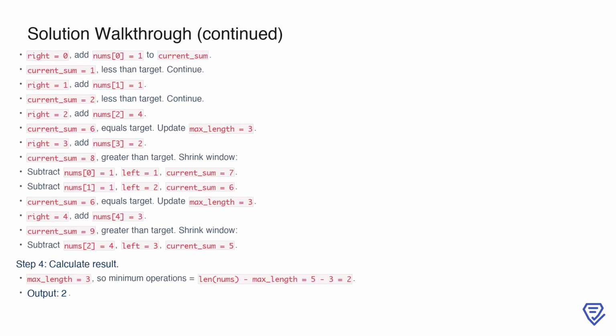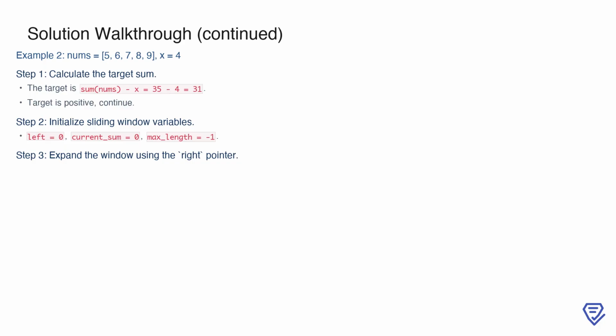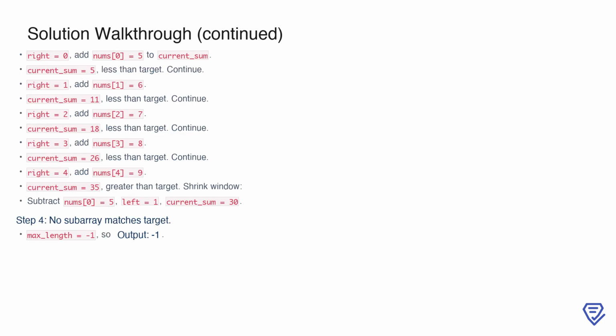In this second example, nums is 5, 6, 7, 8, 9, and x is 4. We start by calculating the target sum as the total sum of nums, 35, minus x. This gives us 31. Since the target is positive, we proceed. The sliding window variables are initialized similarly. Left is 0, current_sum starts at 0, and max_length is set to -1. Using the right pointer, we expand the window to find potential subarrays. With right at 0, we add nums[0], which is 5, to current_sum.